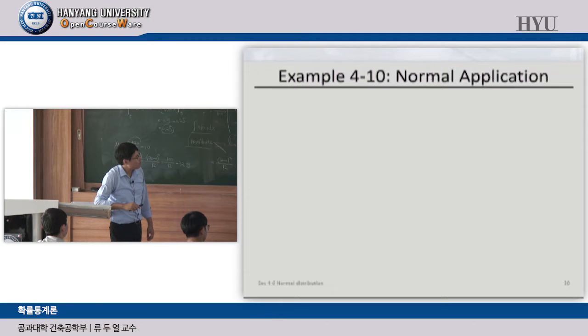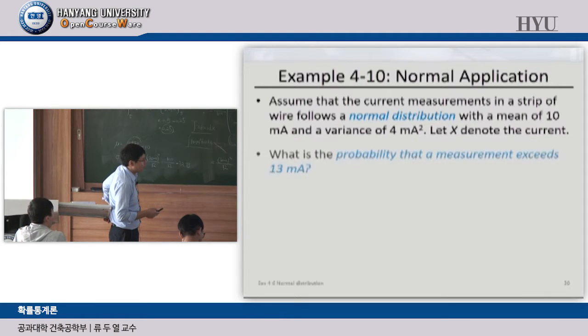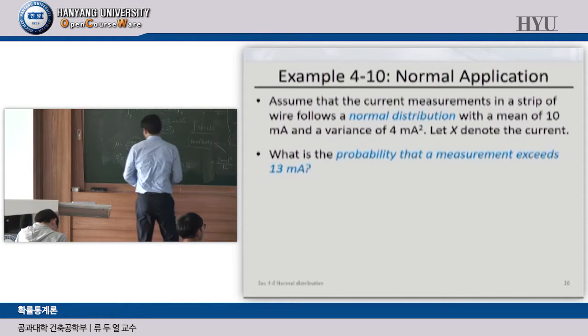And this is an example for the application of the normal distribution. Assume that the current measurement in a strip of wire follows a normal distribution with a mean of 10 milliamperes and a variance of 4 milliamperes squared. Let X denote the current. What is the probability that a measurement exceeds 13 milliamperes?